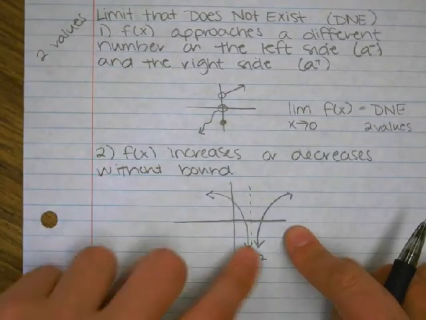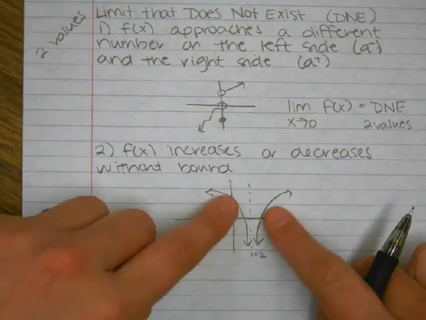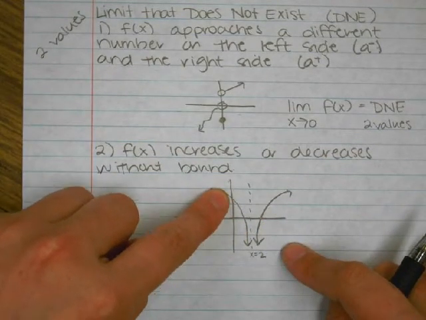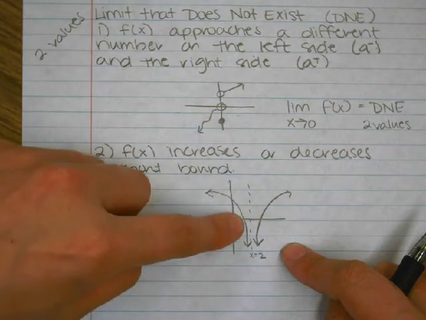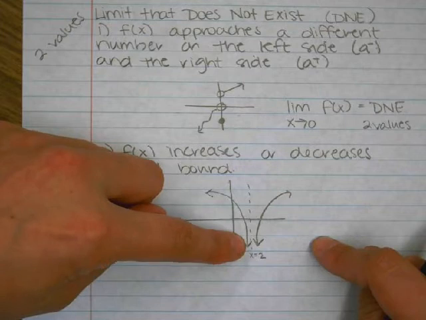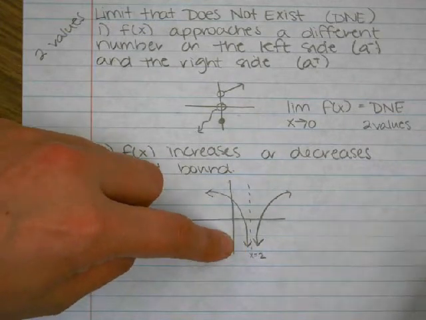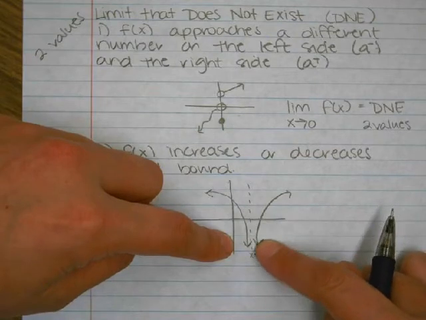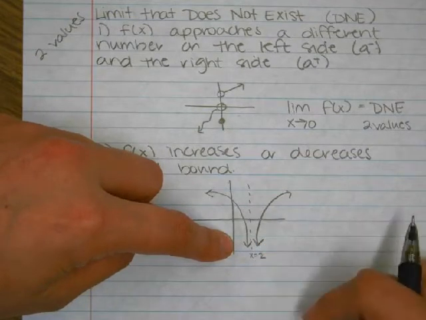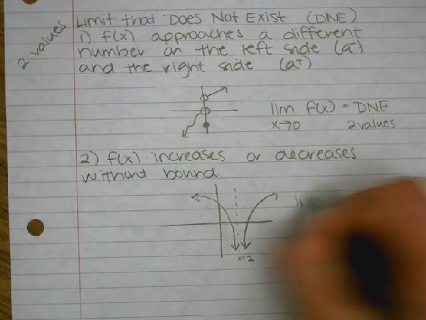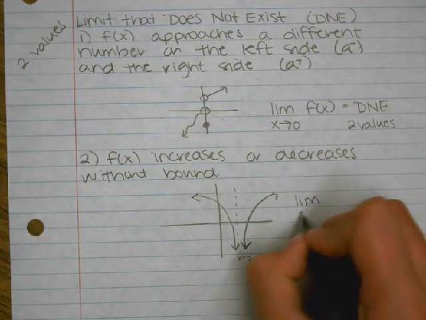Now, I would say from the left side and the right side, these two numbers seem to be agreeing with each other. If I wanted to know the limit as x approaches 2 from the left side, I would say that's going down forever. That y-coordinate would be -infinity because it's going down forever. And then on the right side, as x is approaching 2, it's going down forever, so that y-coordinate would be -infinity.